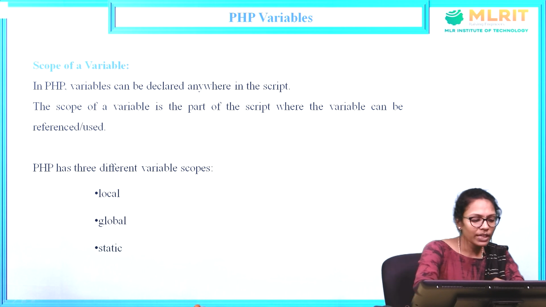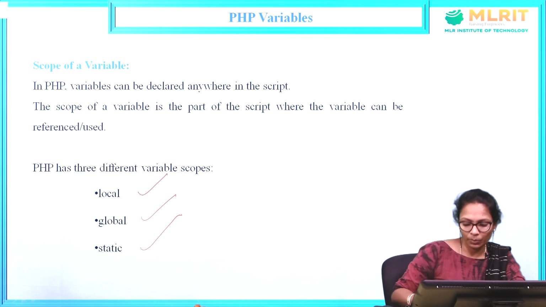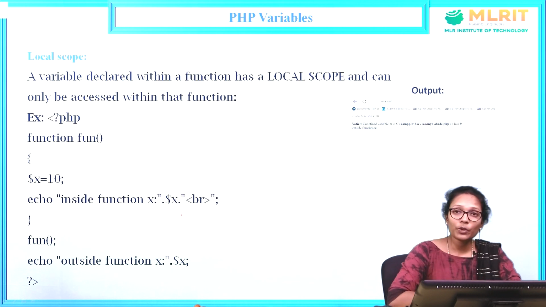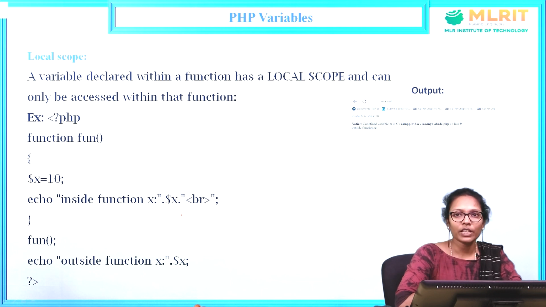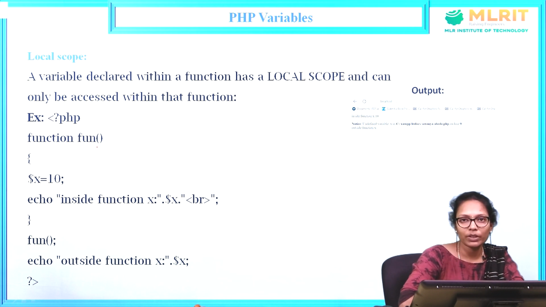In PHP, we have three types of scopes: local scope, global scope, and static scope. So what is meant by local scope? Local scope means that if you declare any variable within a function, then that is called local scope. So here in PHP, I am creating a function using the keyword function.